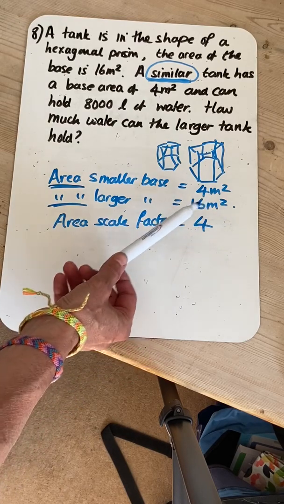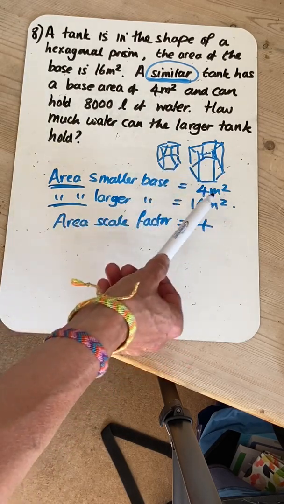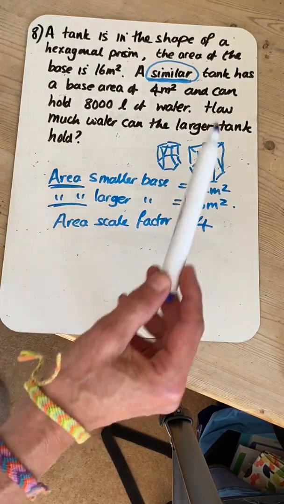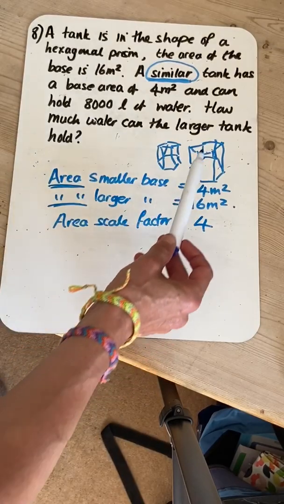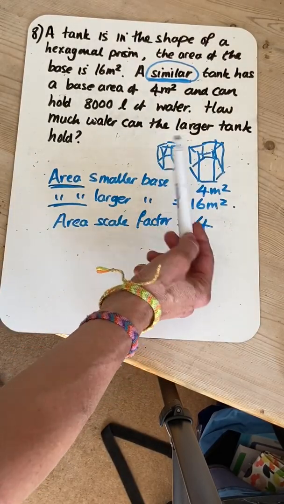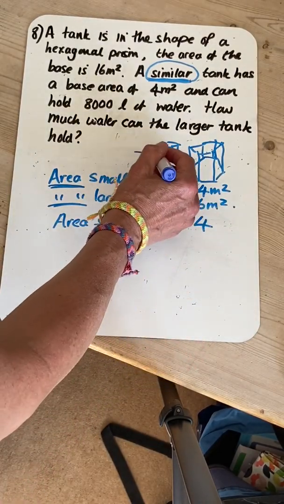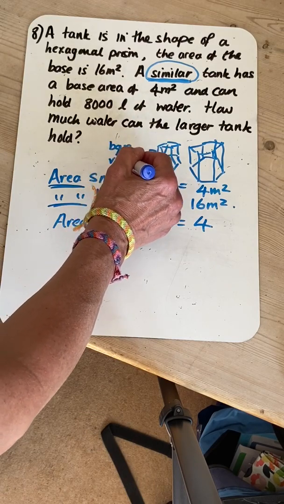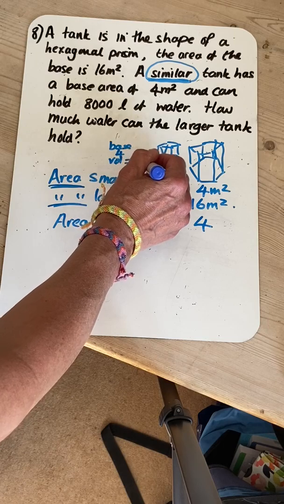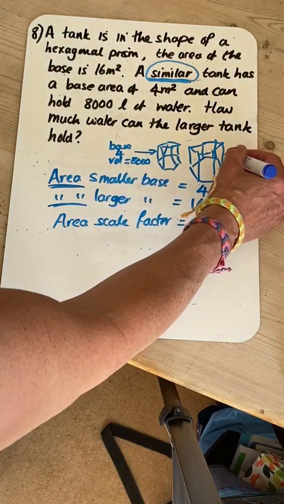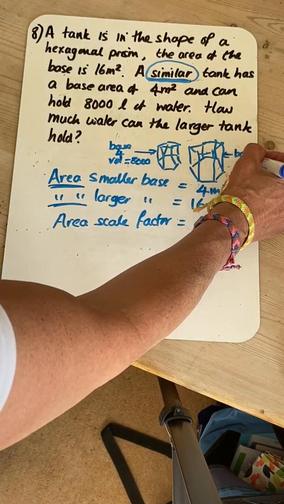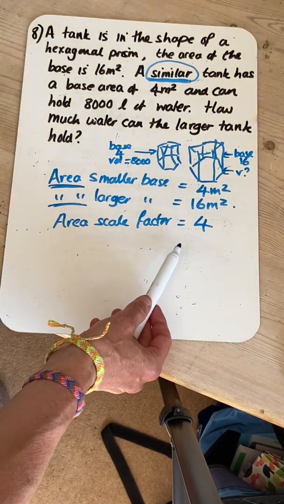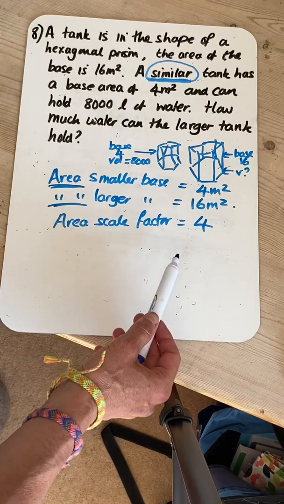Yeah, you could do it the other way around. You could go from the bigger one to the smaller one, but I'm going from the smaller one to the bigger one. Okay, so I've got an area scale factor of 4. Now, if I want to know something about the volumes of these 2 shapes, remember this one had a base of 4 and a volume of 8,000. This one had the base of 16, and the volume we don't know. I am going to need a volume scale factor.